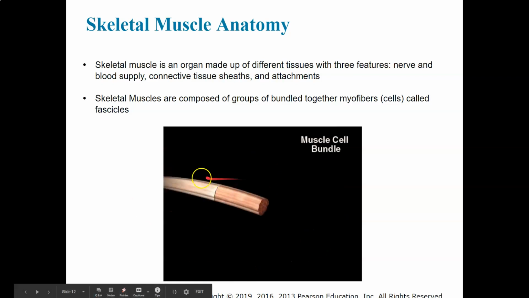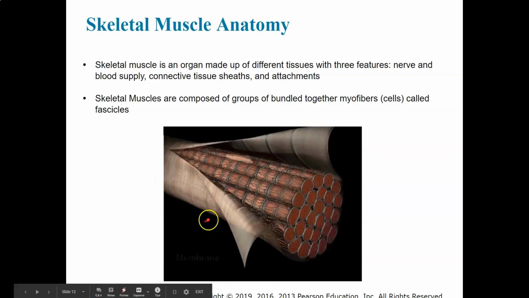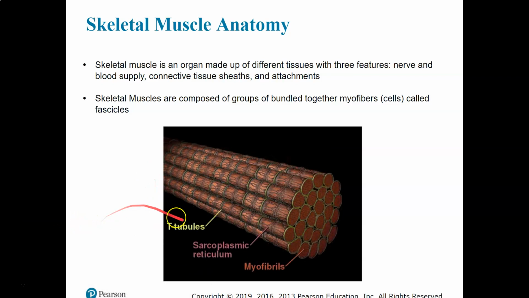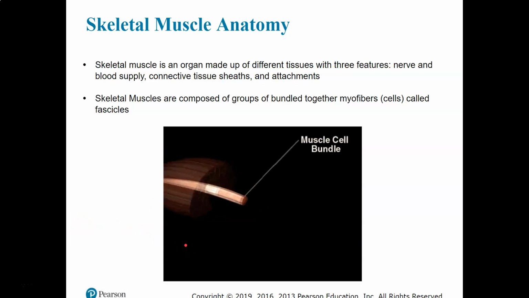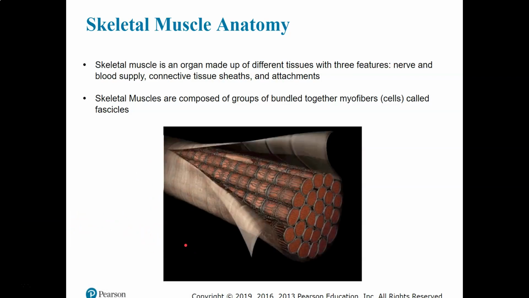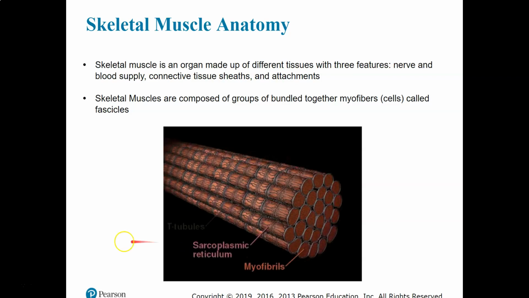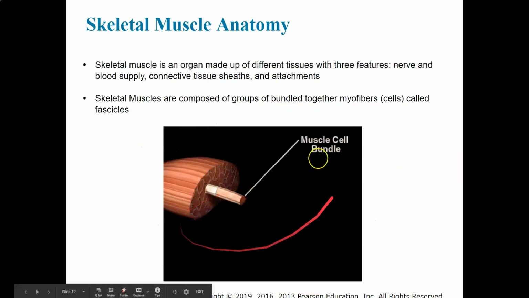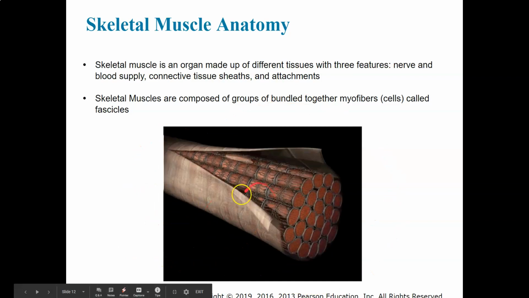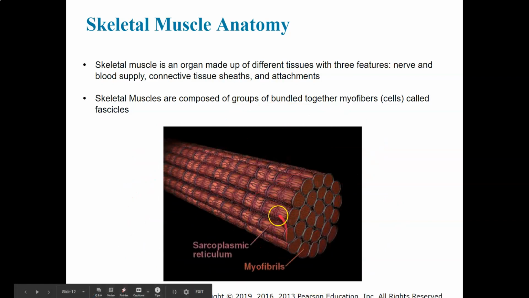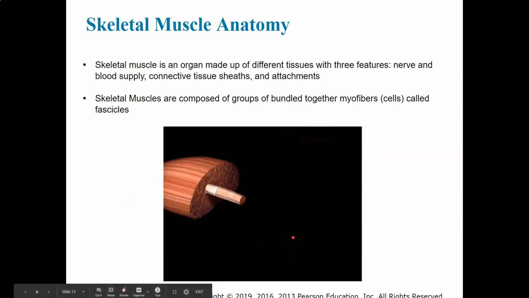So here we have a whole muscle, then we have a bundle of muscles, then we have individual cells, and then inside of the cells we have what are called myofibrils. Let's do that one more time. Whole muscle, bundle of cells called a fascicle, individual muscle cells, and then we have these myofibrils inside of the muscle cells.